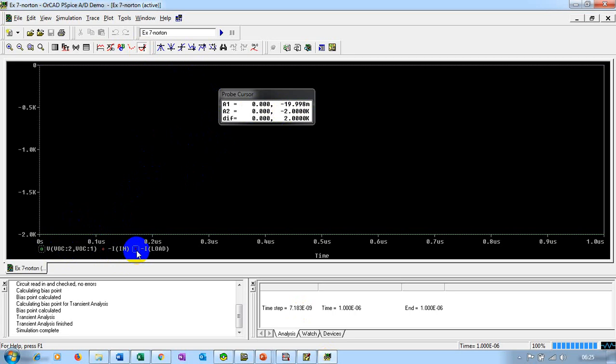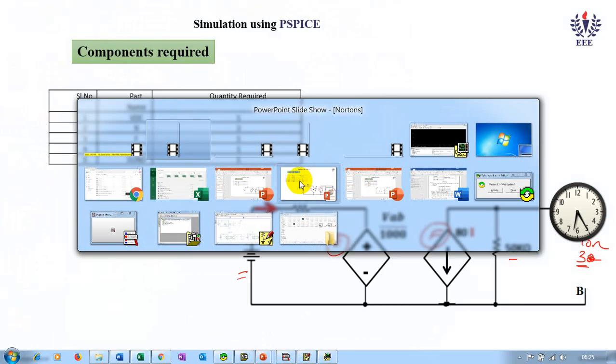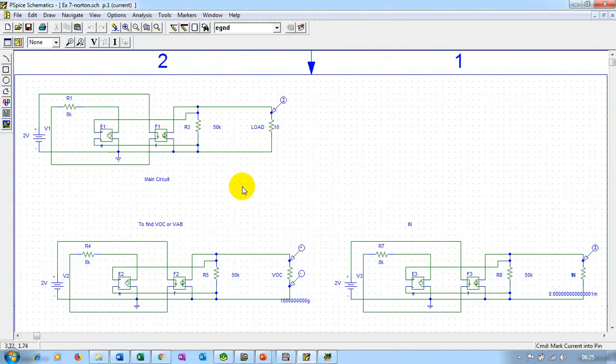But if you observe keenly, first I found out the load current, and from that circuit, the main circuit, I then copied. So once your circuit is correct, then you can copy paste to verify for your two parameters, that is VTH and ISC, or VOC and IN. Okay, then let us try to build your Norton equivalent.